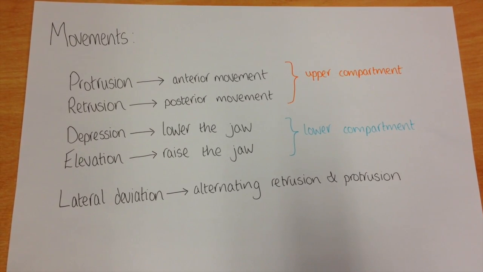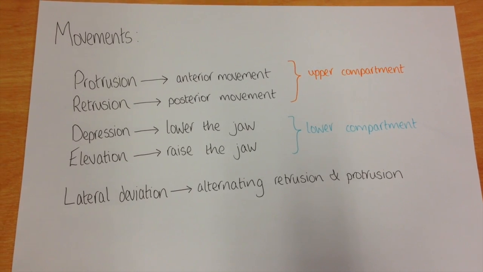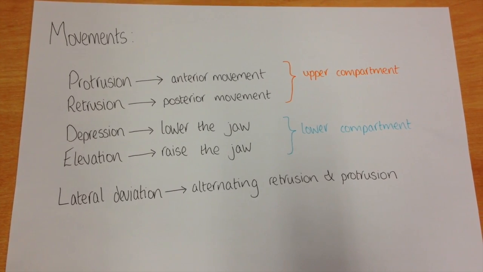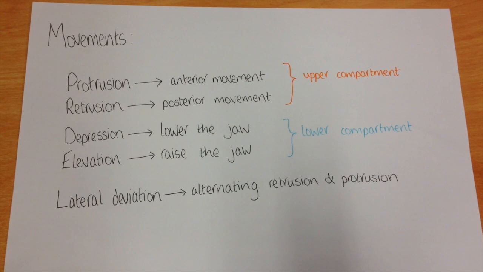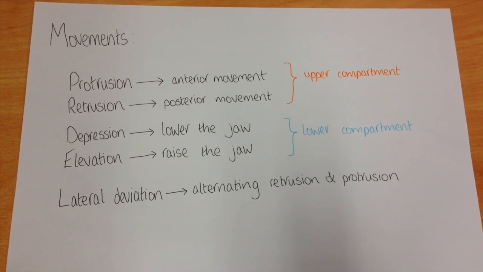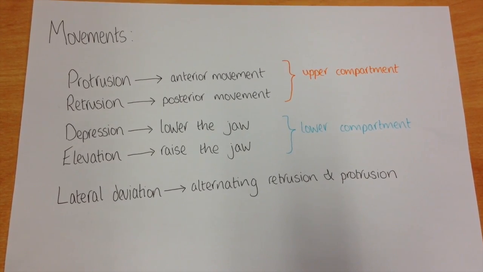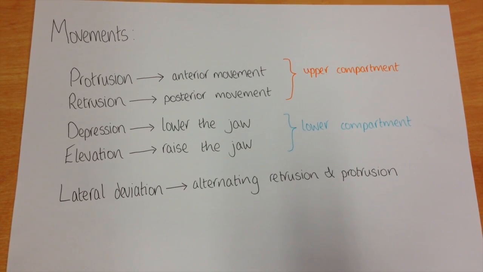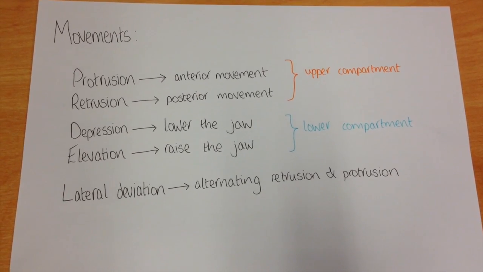Depression and elevation involve lowering and raising the jaw, which occurs in the lower compartment of the joint between the intra-articular disc and the head of the mandible. Lateral deviation involves the alternating protrusion and retrusion of the right and left temporomandibular joints.